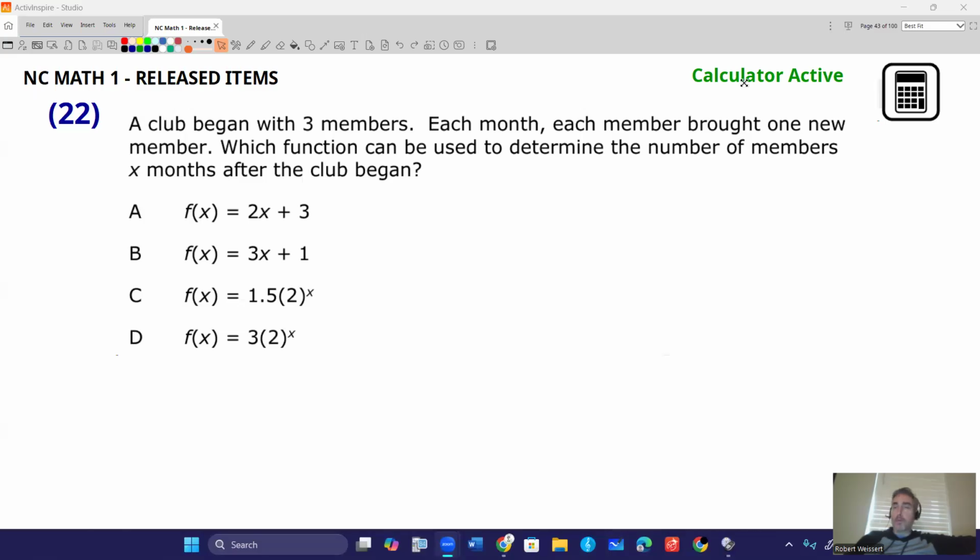Question 22, Math 1, release items, calculator active. A club began with 3 members. Each month, each member brought one new member. Which function can be used to determine the number of members X months after the club began?